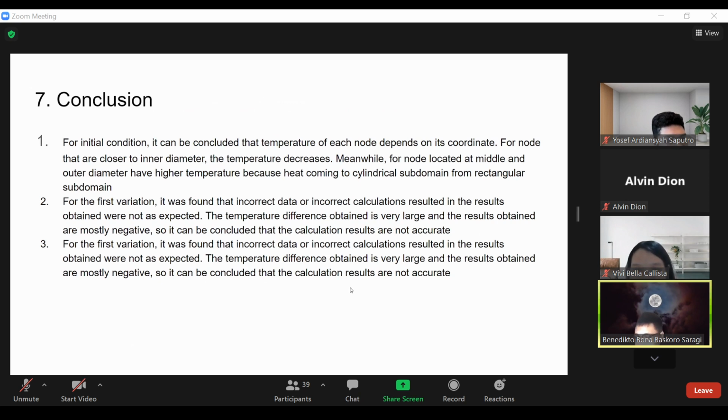And the second variation is quite similar to the initial condition, but there are some differences from node 13 to node 17, where the graph before shows that the trend line for the second variation is higher than the initial condition. It is because the bottom surface of the tube is insulated.